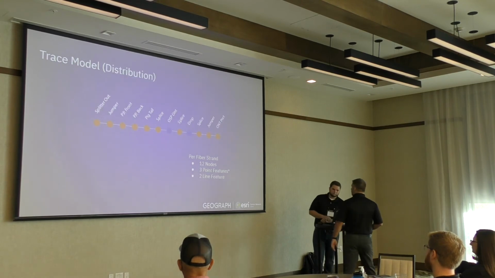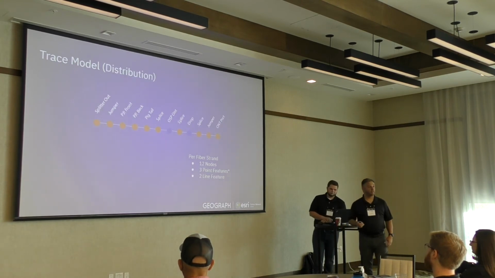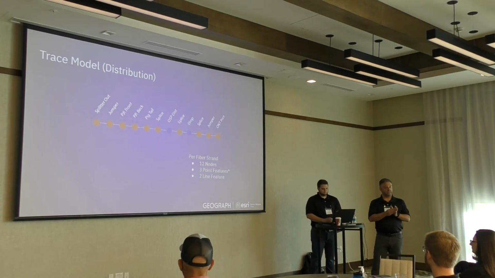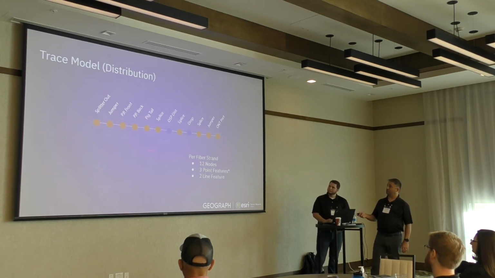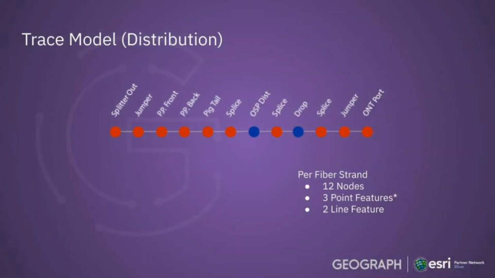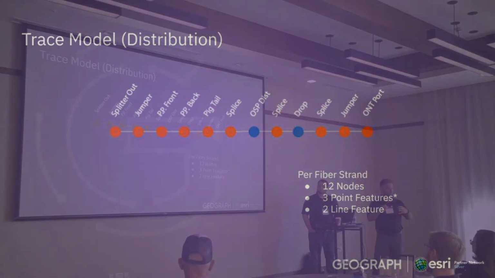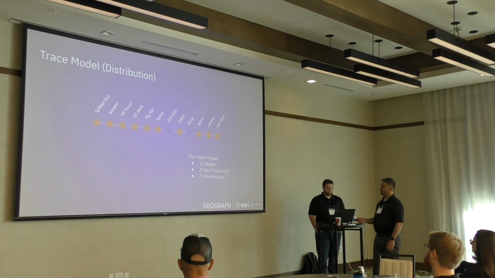Okay. We move to the distribution side. Once you get to that splitter at the cabinet, you have the splitter out. You basically have 32 of these lines for every splitter, for every strand that comes into the splitter. 32 outs if you go 1 by 32. And we model the splitter, the jumper, the patch panel front, all the way out to the OLT port. So on this side, you have 12 nodes. You have 3 point features, although you can consider this point feature part of the previous point feature called the FDH. You have 2 line features.